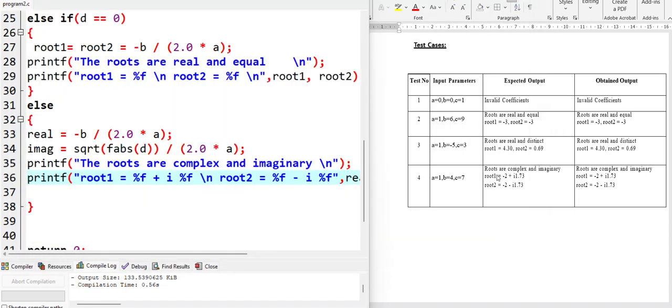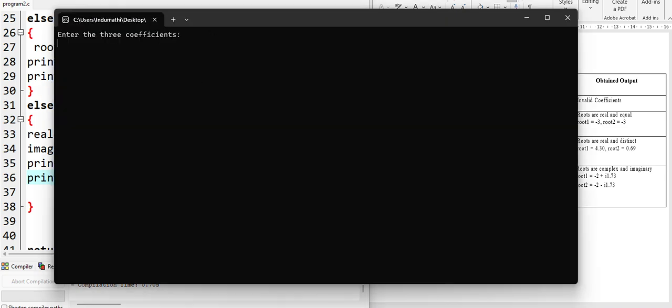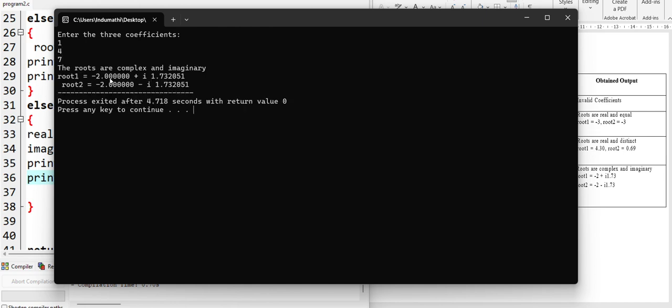Next case is roots complex and imaginary. So what values we should give? 1, 4 and 7. With these inputs we get the complex and imaginary. So 1, 4, 7. Yes, the roots are complex and imaginary. See how it is displaying. First the real part it is displaying, and then plus I and the imaginary part. Here minus I and imaginary part.